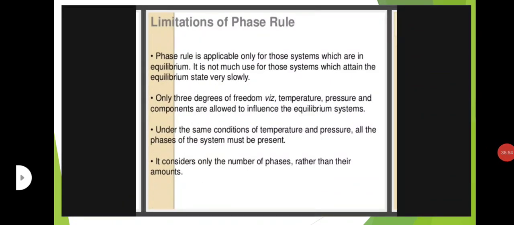And limitations of the phase rule. Phase rule is applicable only to those systems which are in equilibrium. It is not of much use for those systems which attain the equilibrium state very slowly. Only three variables, temperature, pressure, and concentration, are allowed to influence the equilibrium systems. Under the same conditions of temperature and pressure, all the phases of the system must be present. It considers only the number of phases rather than their amounts.